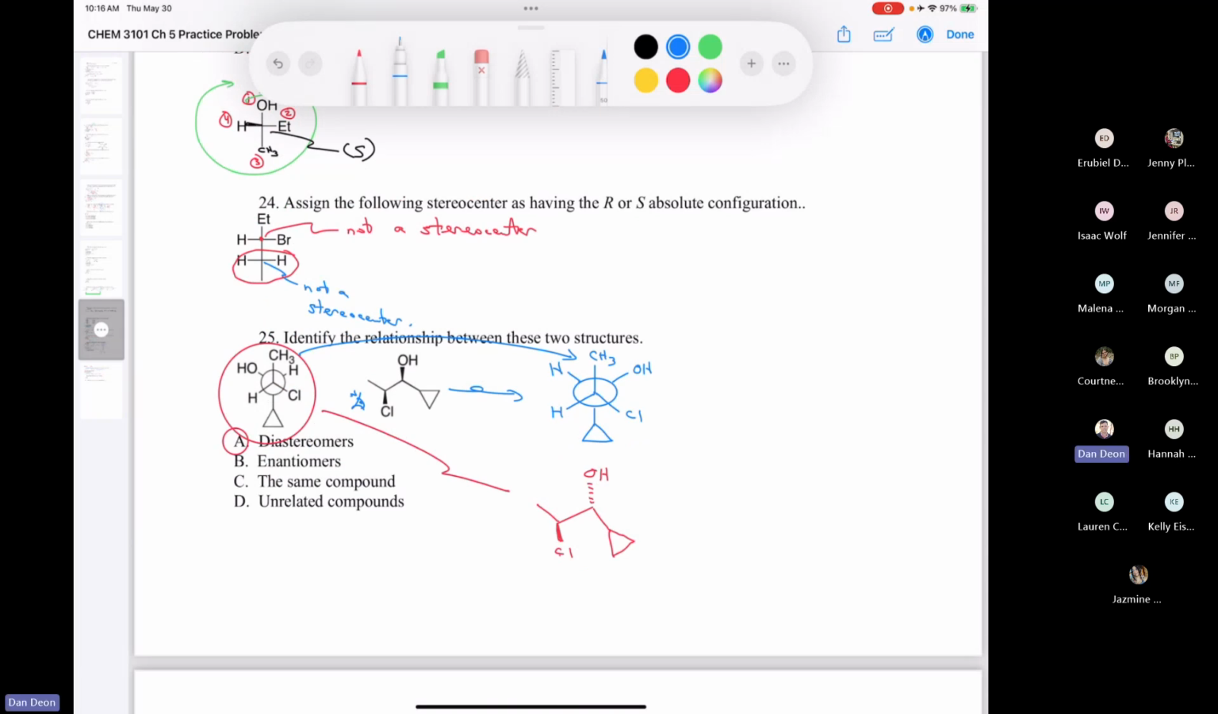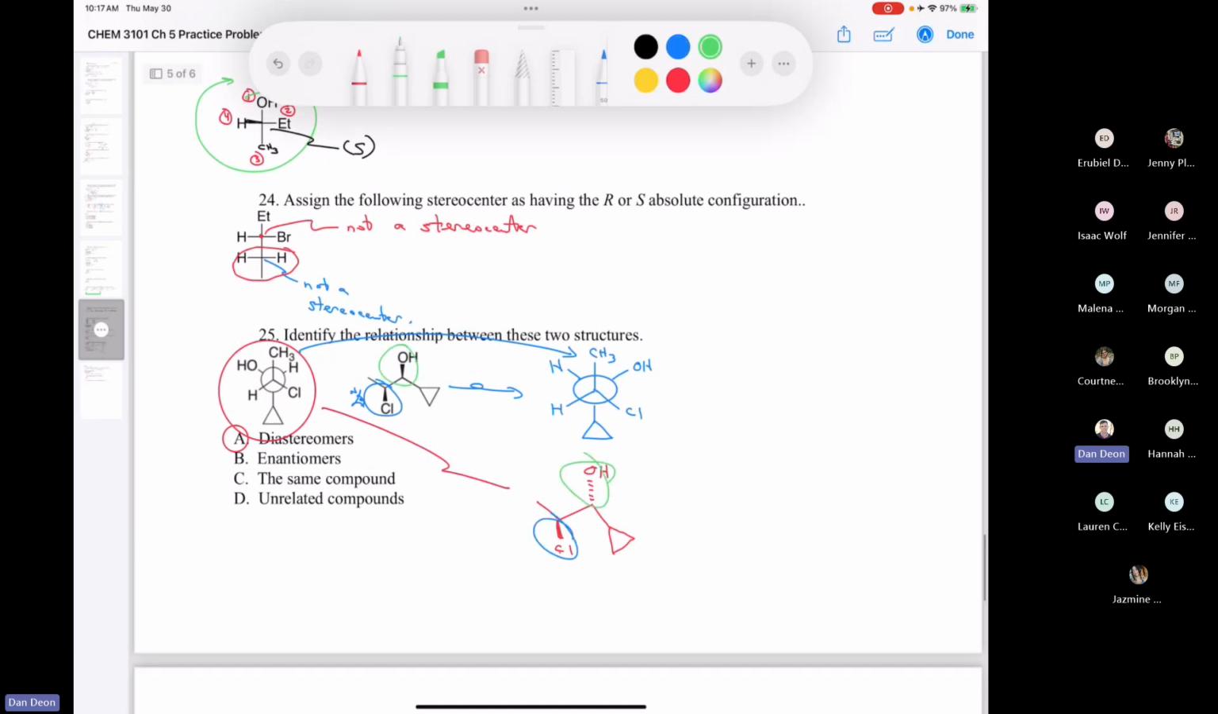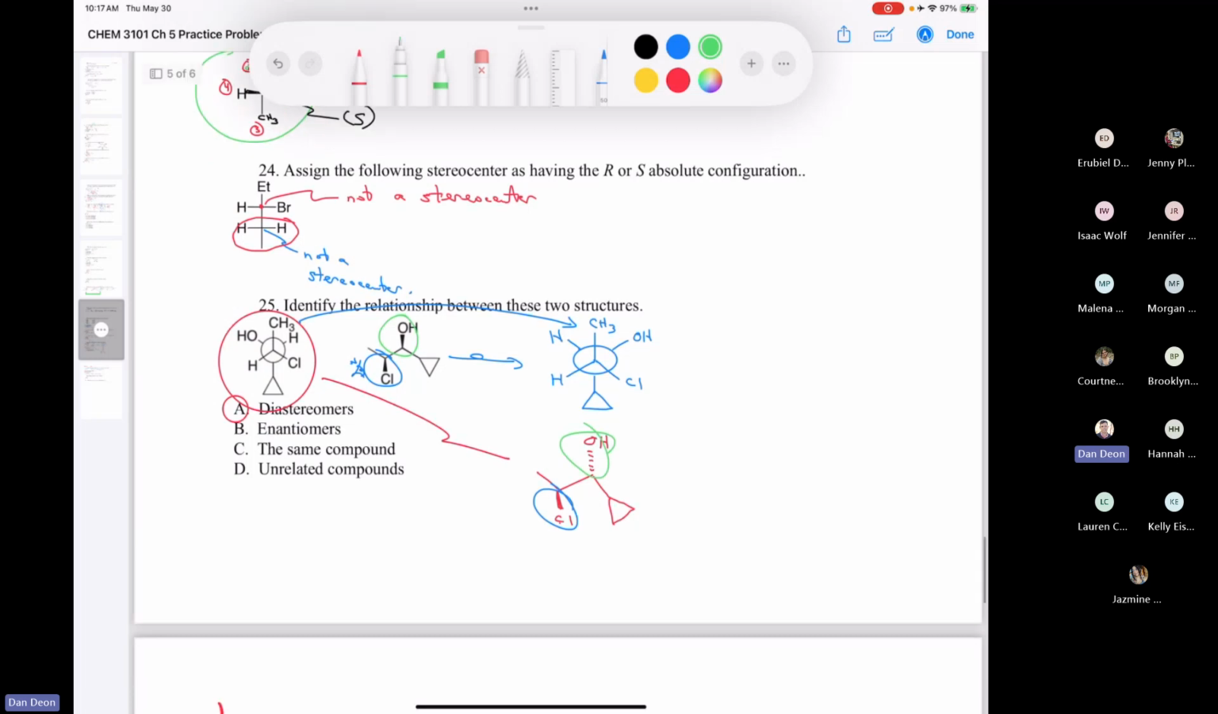So for 25, yeah, you can designate these chiral centers as R or S. That will work too. But here you can see that this one is identical, and this stereocenter is inverted. So that way you just know they're diastereomers. You don't even need R and S.